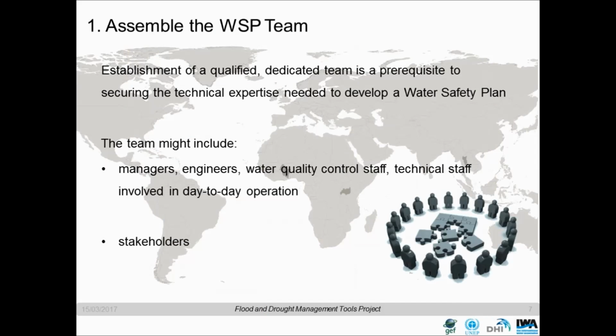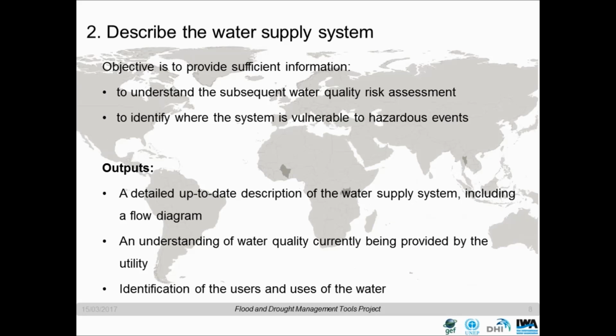Now, assembling the team involves putting together individuals from the utility, and this may include managers, engineers, water quality control staff, and in most cases you involve people from a wider group of stakeholders. Now, the whole idea is to get an experienced multidisciplinary team that understands the components of the system and is well placed to assess the risks that may be associated with each component of the system. Something to note is that the WSP team is not just for the water quality department, but it should involve all the parts of the utility.